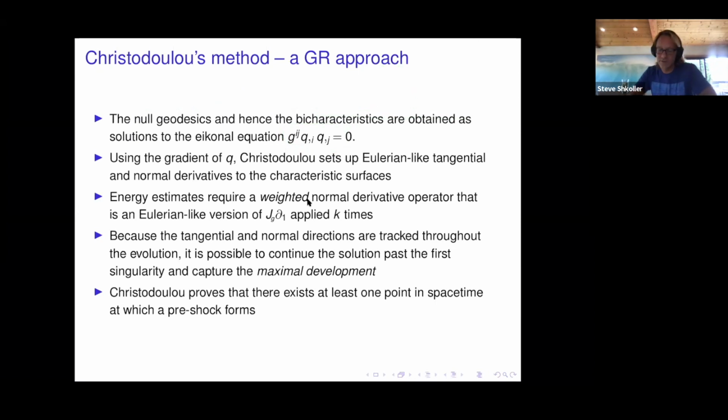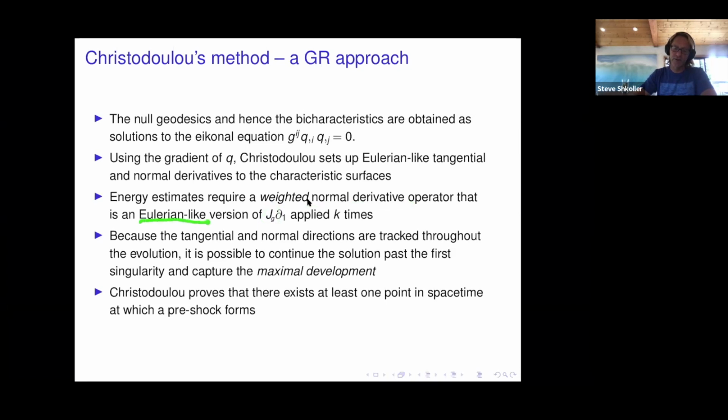And this sets up the geometry of these space-time characteristics that I showed you, but in kind of an Eulerian way. So Christodoulou used these Eulerian-like tangential and normal derivatives: once you have the gradient of Q, you have the normal and tangential direction. And then he employed energy estimates, which require weighted normal derivative operators. So every time you differentiate in the normal direction, you have to add an additional power of something like JG.